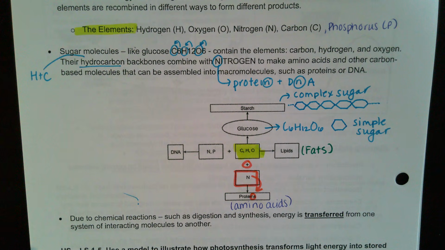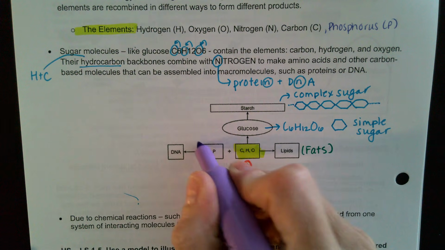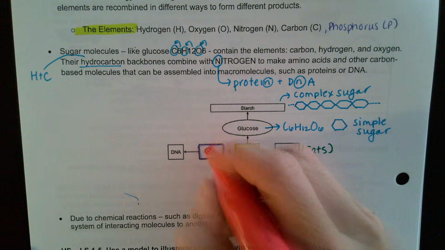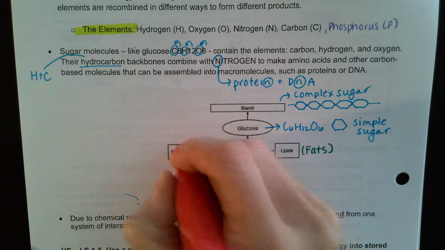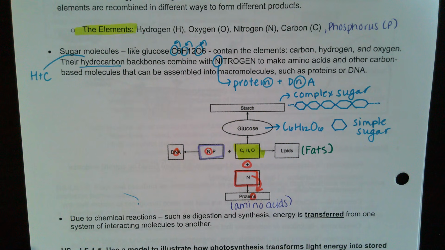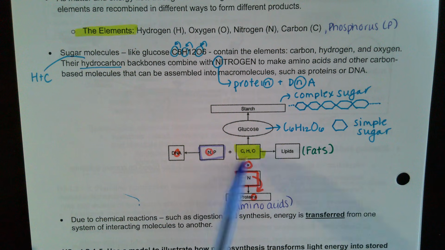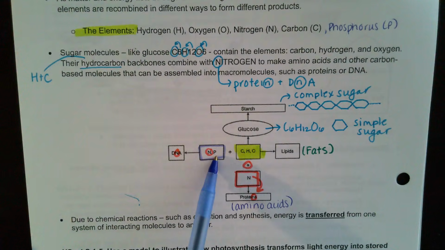The last one we have on the left-hand side is going to be my DNA. DNA also has that N associated with it, N just meaning nitrogen. But now we also have the phosphorus added. So carbon, hydrogen, oxygen plus nitrogen gives you a protein. And then carbon, hydrogen, oxygen plus nitrogen and phosphorus is going to give you DNA.